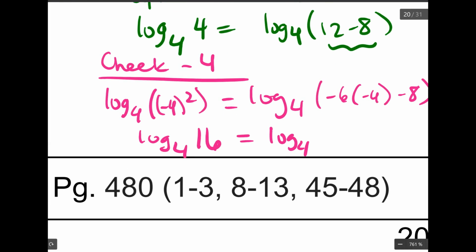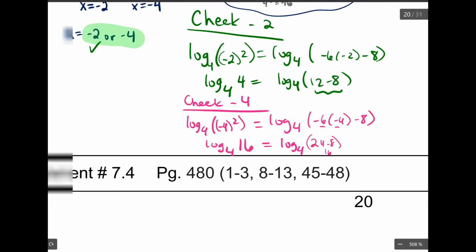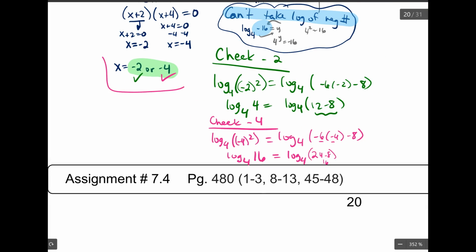Equals log base 4. Negative 6 times negative 4 is positive 24 minus 8. Okay, so this will be 16. That's fine. It's positive. So both of these are fine. So I'm showing you how to check, because guess what? In our next example, spoiler, we're going to have one that doesn't work.